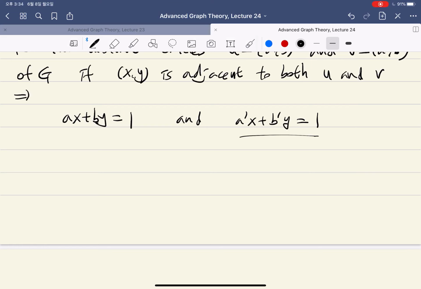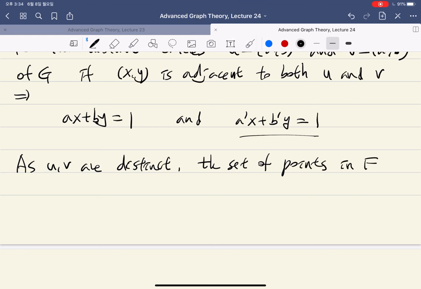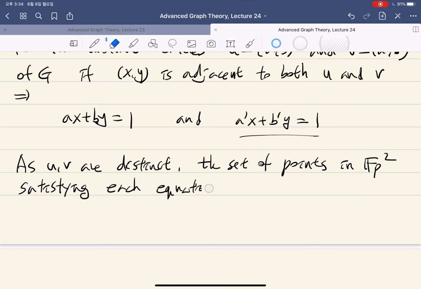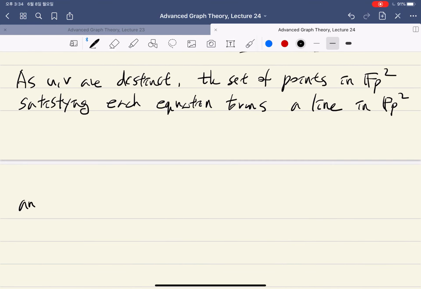And if U and V are distinct, then the set of points in F_p squared satisfying each equation forms a line in F_p squared, and the two lines are different.